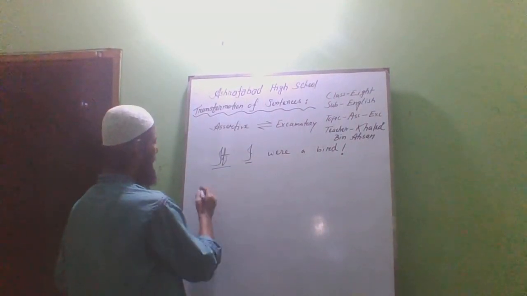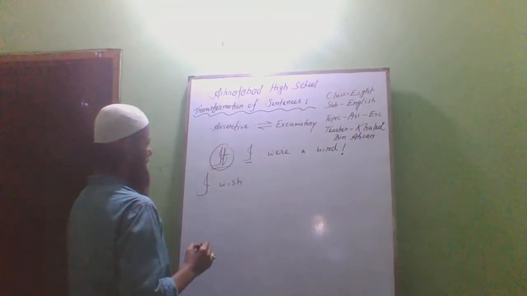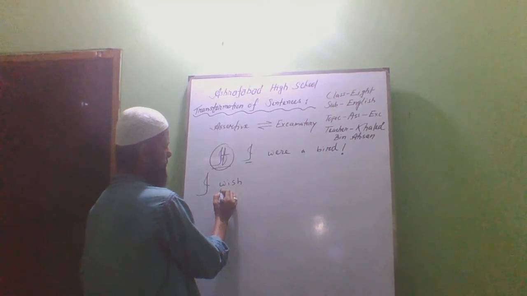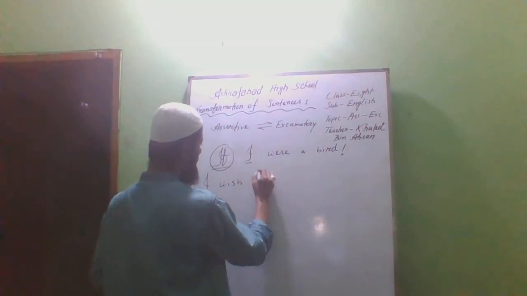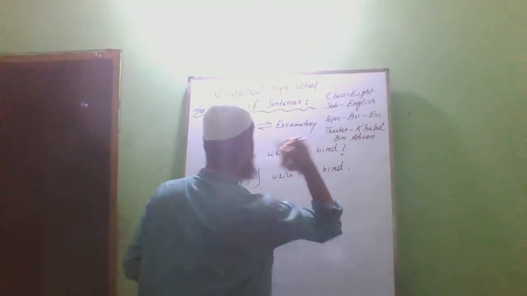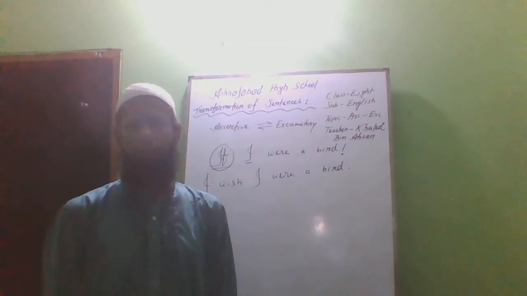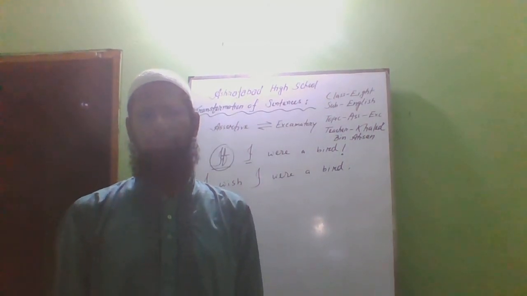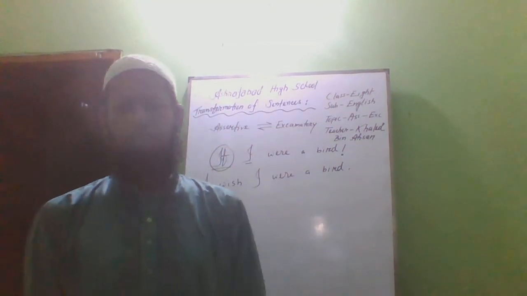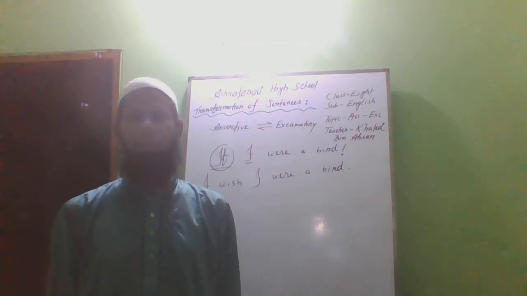Okay, here our subject is I. So I wish. For if, we have used wish. I wish I were a bird. And full stop. Dear students, I think this is very easy for you to change the assertive sentences into exclamatory ones and vice versa. So I hope you will practice your best sitting at home and you will not waste your time.